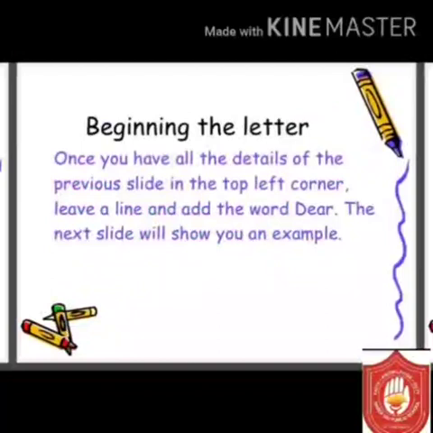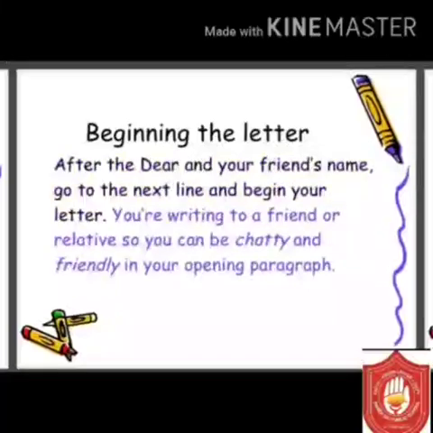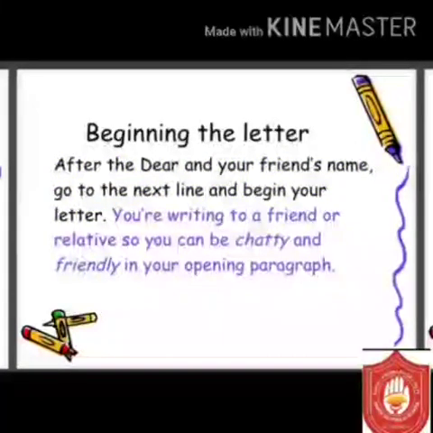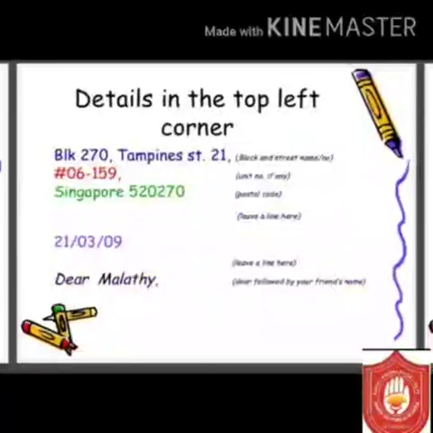Once you have all the details of the previous slide in the top left corner, leave a line and add the word dear. The next slide will show you an example. After the word dear, you can write your friend's name, go to the next line, and then begin your letter. You are writing to a friend or relative, so you can be chatty and friendly in your opening paragraph. So after the date, you have written dear followed by your friend's name.